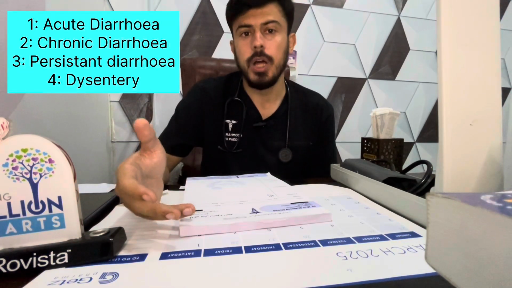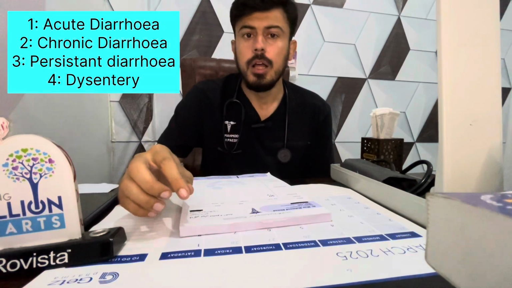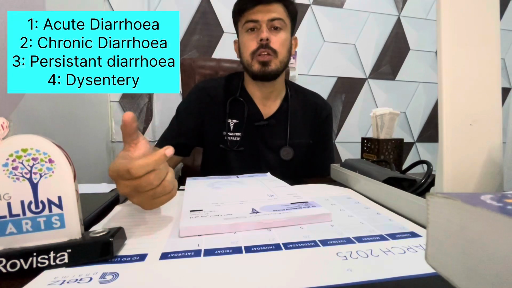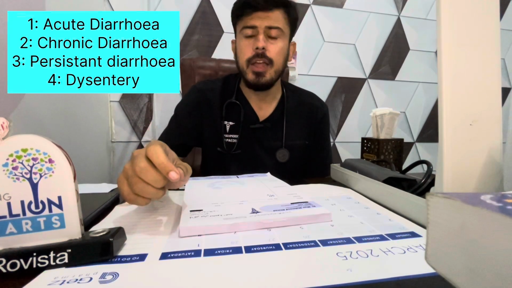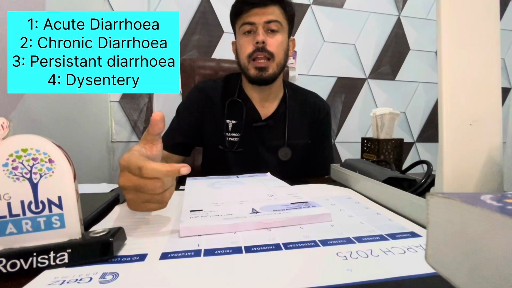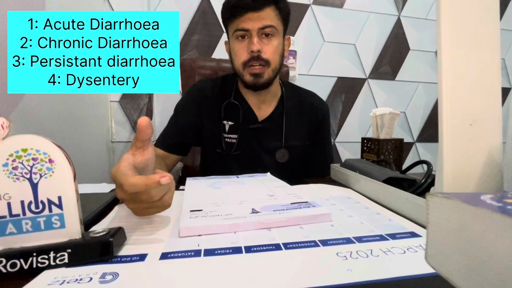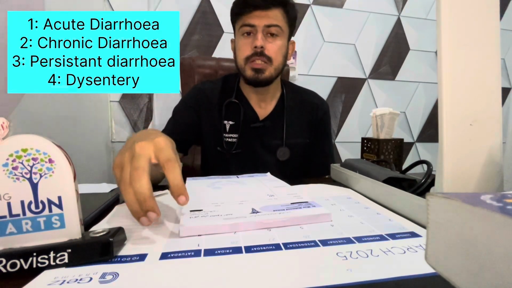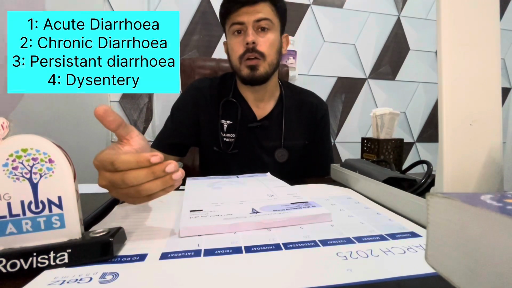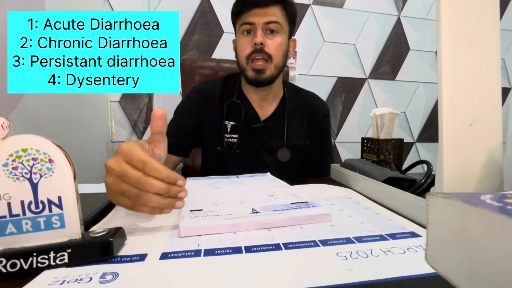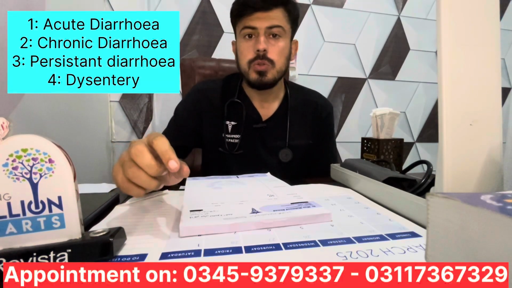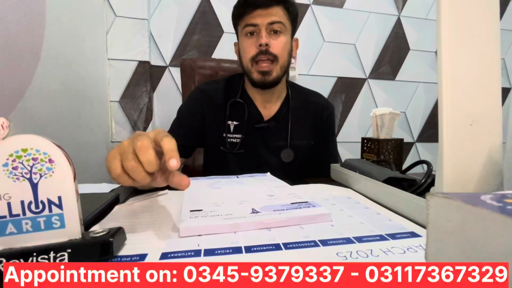So what is acute diarrhea? If the loose motion lasts less than 14 days, or less than 2 weeks, it is acute diarrhea. But if loose stools persist for more than 14 days, it is called chronic or persistent diarrhea. Now you will see the cause. If the cause is non-infectious, it is chronic diarrhea. But if the cause is infectious, it is persistent diarrhea. If the loose stools contain blood, it is called dysentery.